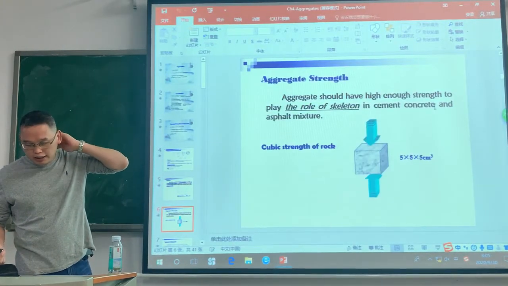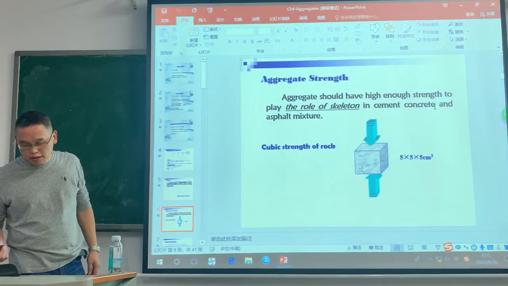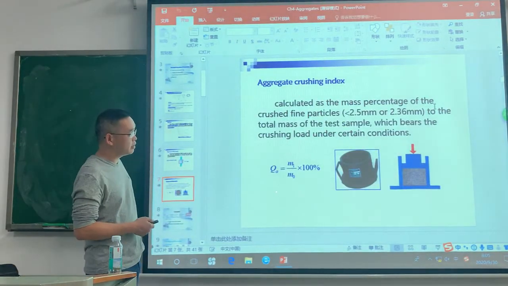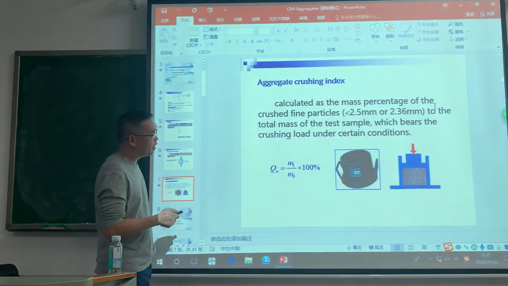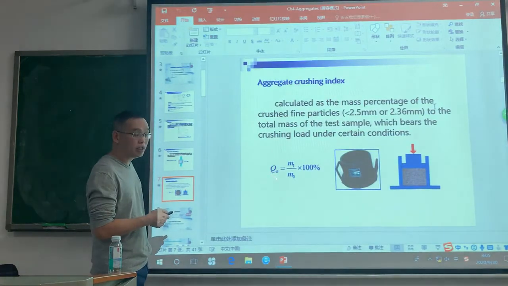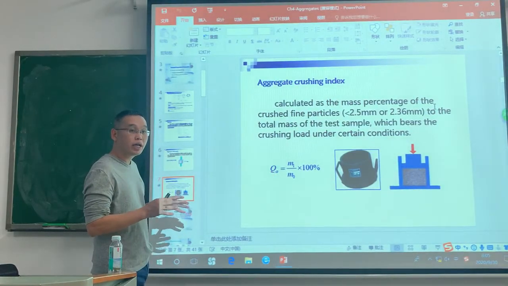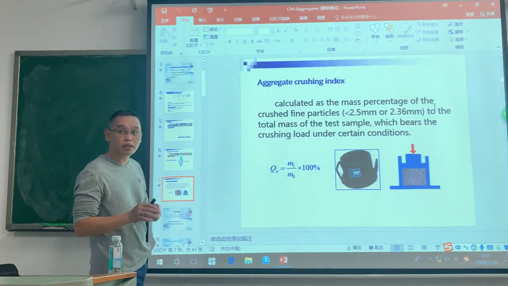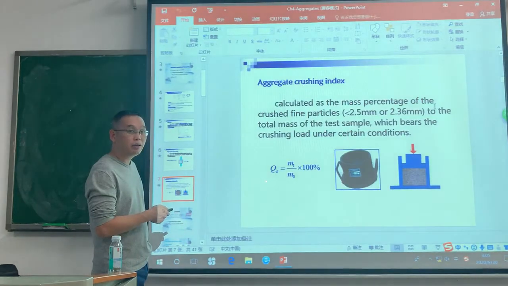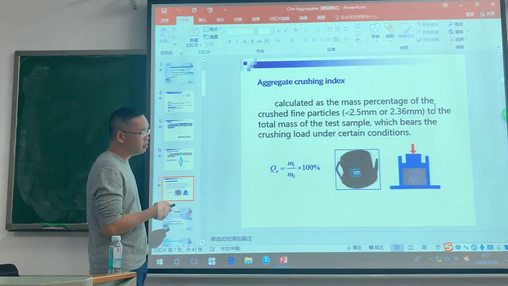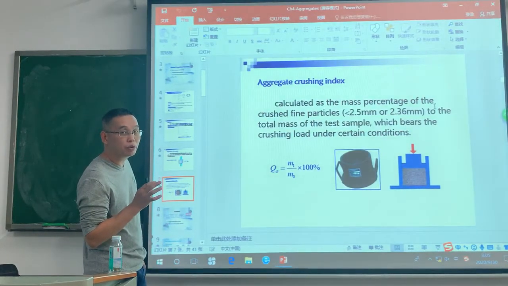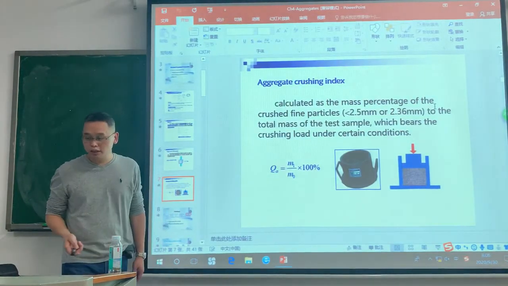And for the aggregate strength, we must get the aggregate crushing index. If this value is bigger, it means not all aggregates crush during the experiment. If this value is big, it means the strength of the aggregate is bad. It's poor. The strength of it is poor.